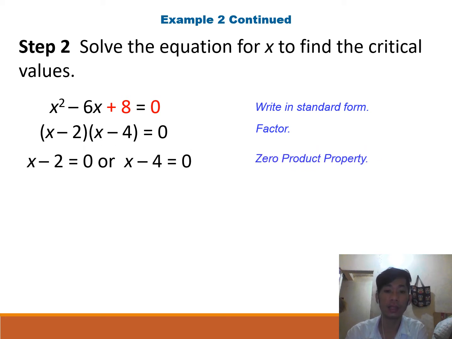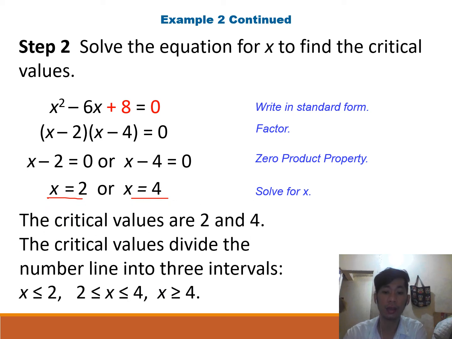Then, we use zero product property. Inequal lang po natin sa 0 yung bawat factor. Then, use addition property of equality para makuha natin yung x. So, we add both sides of the equation by 2. We add both sides of the equation by 4. Then, x is equal to 2. And x is equal to 4. Now, ang critical values natin ngayon is 2 and 4.